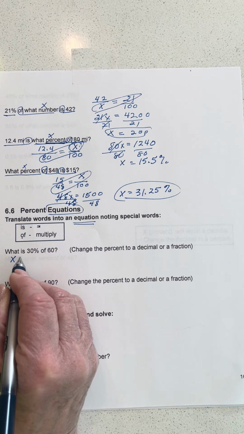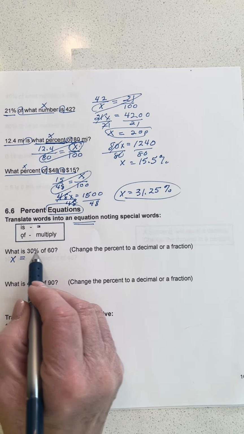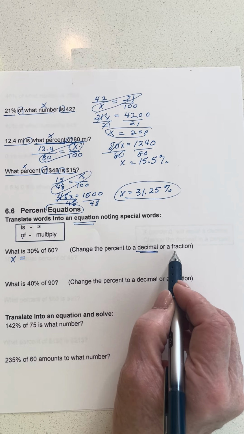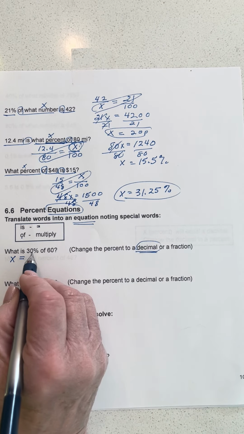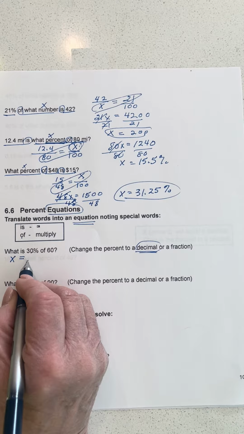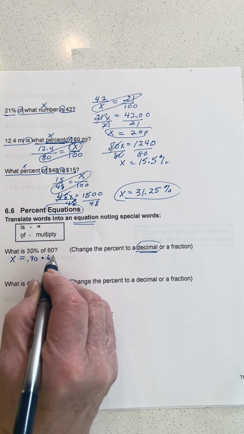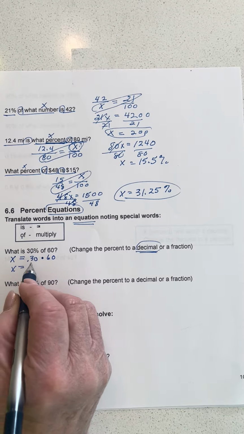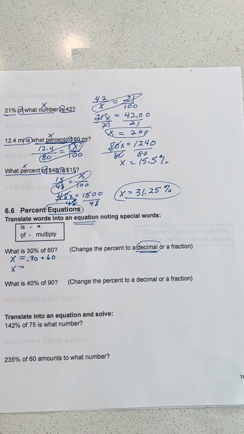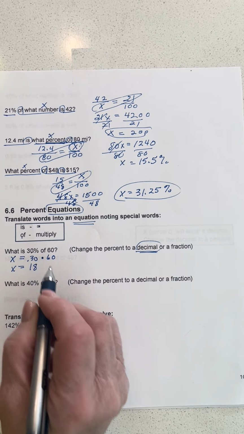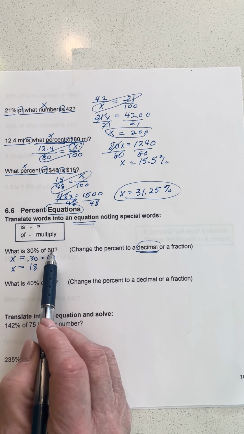What is 30%? And we're going to change the percent either to a decimal or to a fraction. I like the decimals, so we'll move the decimal point 2 places to the left. Of means multiply, 60. So all we're going to have to do here now is multiply 30 hundredths times 60, and the answer is 18. So 18 is 30% of 60.